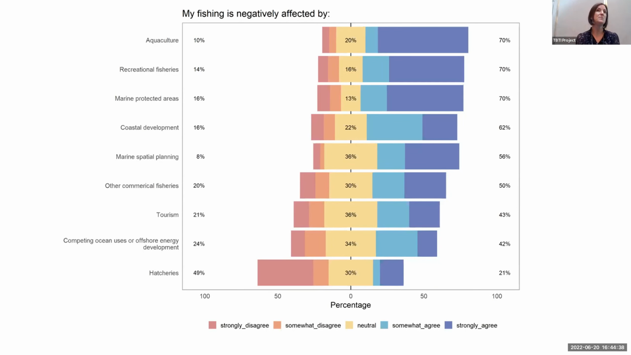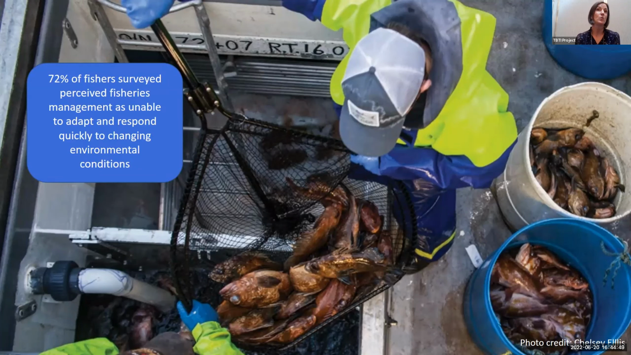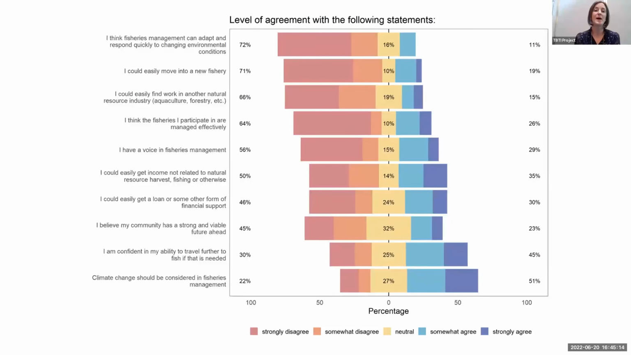So 72% of the survey respondents perceived fisheries management as unable to adapt and respond quickly to changing environmental conditions. And this was a really interesting response. Again, some of the open-ended questions fleshed out what people were concerned about in terms of management and how this might be amplified in the climate change context. So this is the series of statements that we asked the participants about adaptive capacity, both themselves as well as the institutions and management organizations.